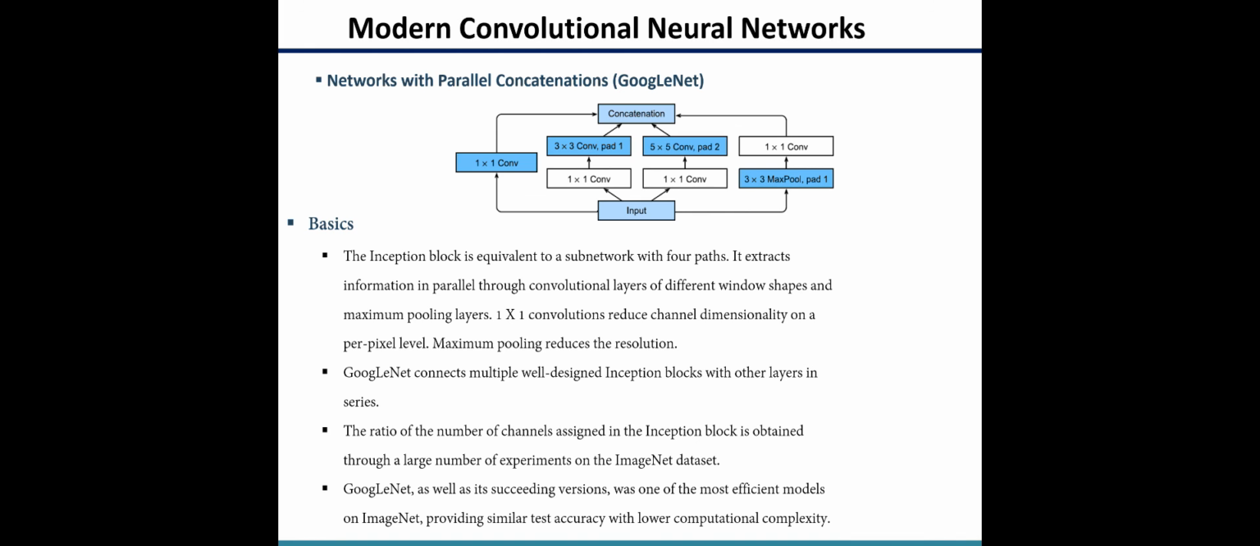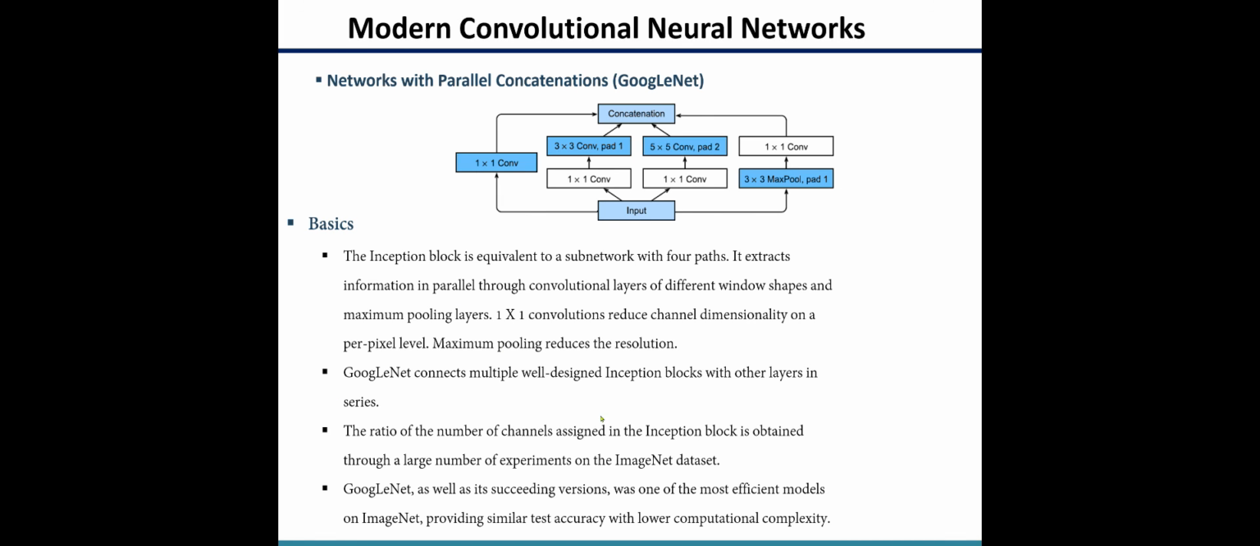They are not showing the whole data one by one. They are doing the hidden layers, making the inception of the hidden layers. So an inception block is equivalent to a sub-network with 4 paths. It extracts the information in parallel through convolutional layers with different window shapes. There is a 1x1 convolutional layer that reduces the channel dimensionality on a per-pixel basis, and maximum pooling reduces the resolution.